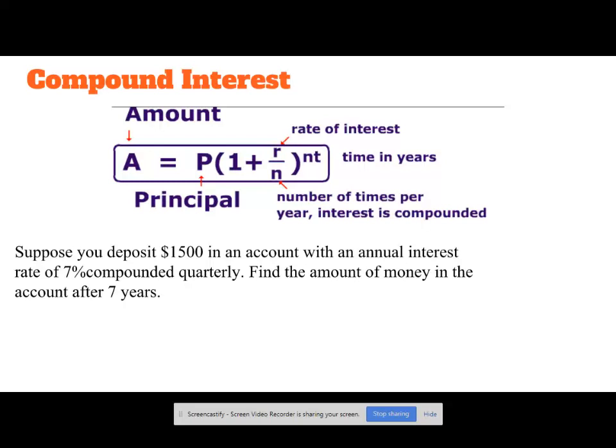It could compound once every 6 months. We call that semi-annually. So annually is once a year, semi-annually is twice a year. Quarterly would be 4 times a year, like a quarter, 4 quarters in a dollar. So quarterly means that you get your interest every 3 months. You could also see monthly, so it'd be 12.